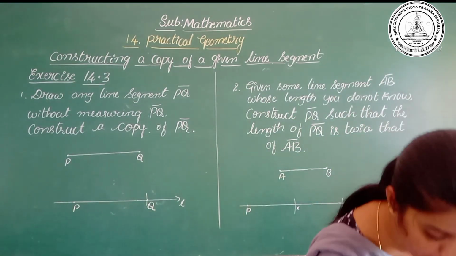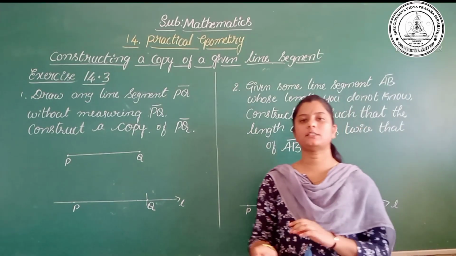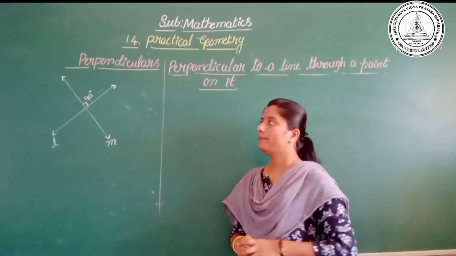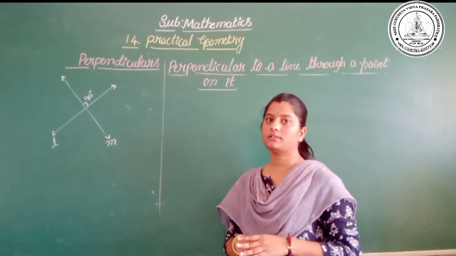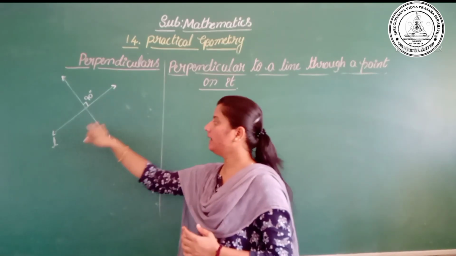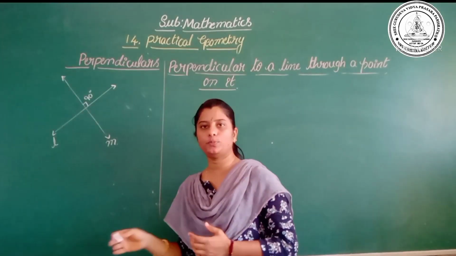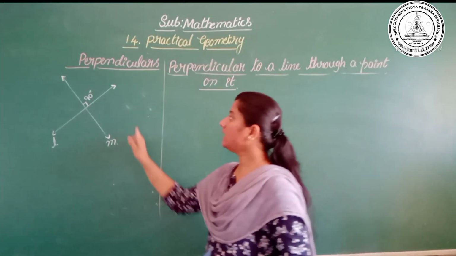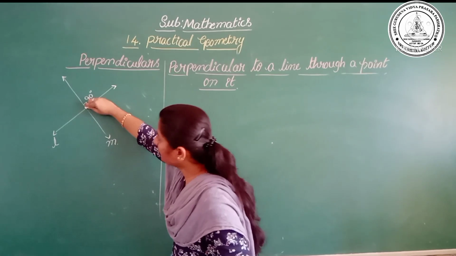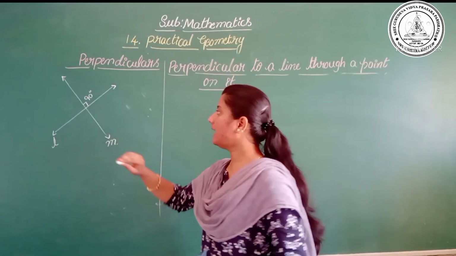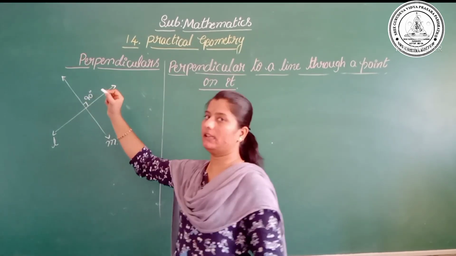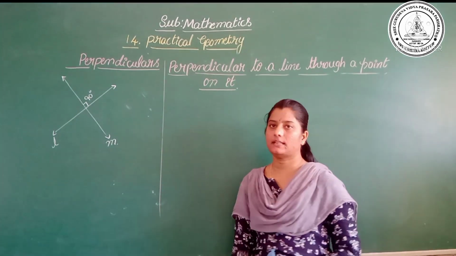14.3. So then let's go to the perpendiculars. Perpendiculars. What are perpendiculars? If two lines are said to be perpendicular, they intersect at one point and form an angle of 90 degrees, so then they are said to be right angles.